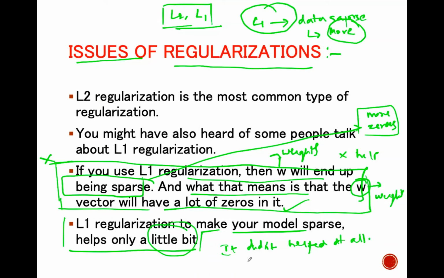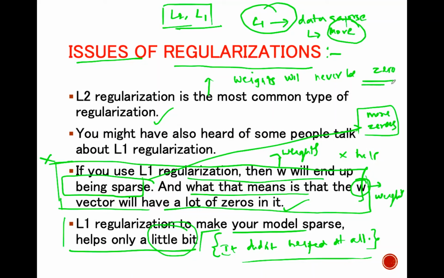From my experience, I have built lots of deep learning applications, and we are continuously working on products, so it's not helping. L2 is the most common type. What is the meaning of that? Your weights will never be 0. They will become close to 0. This will help us train the model in a better way.